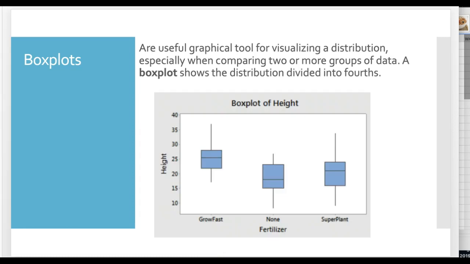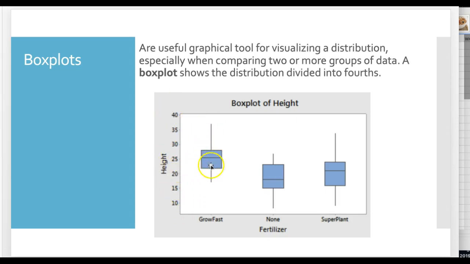These are the vertical box plots that we'll see, and you see how easy it is to compare multiple distributions. Here they have 3 groups of plants. One was given grow fast fertilizer, one wasn't given any fertilizer, and one was given the super plant fertilizer. What we recorded for each plant was the height that it grew. It appears that this graph here is shifted up the most. The number line is on this axis here.